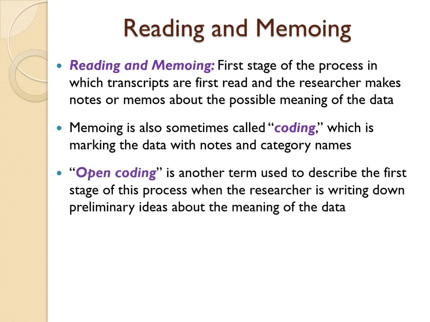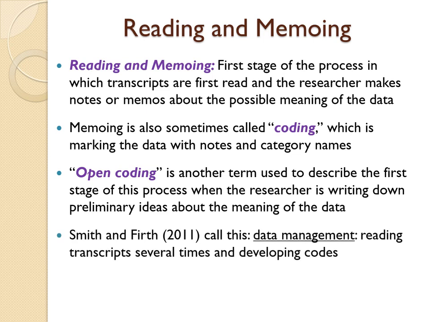Memoing should occur throughout analysis, and in the initial stages of analysis, this process is sometimes referred to as open coding, which reflects the stage of preliminary exploration of the themes. In the Smith and Firth article, this process is referred to as data management, which includes reading the transcript several times, identifying preliminary codes or categories for passages of the text, refining categories, developing a coding matrix, and assigning codes to passages of the text.